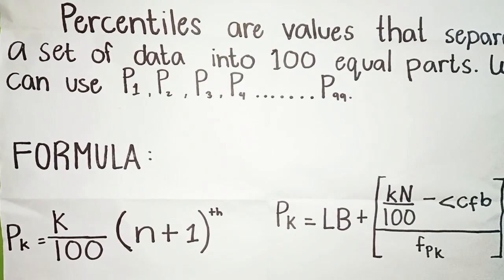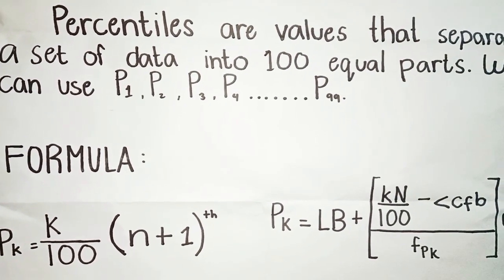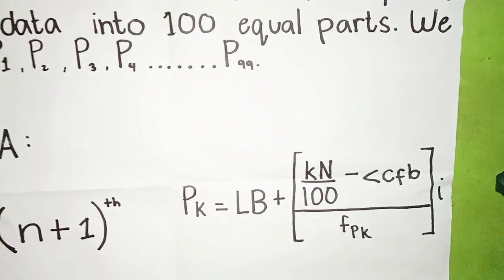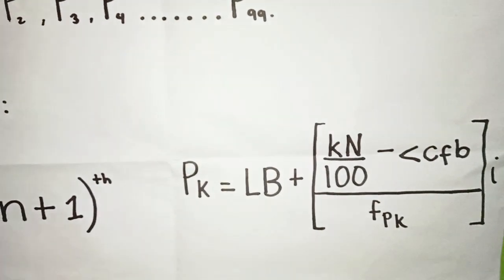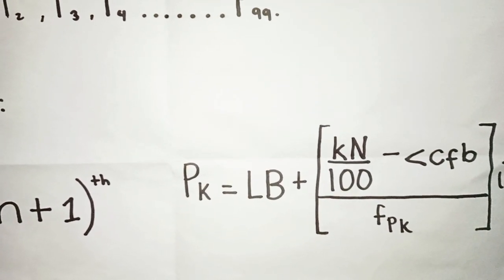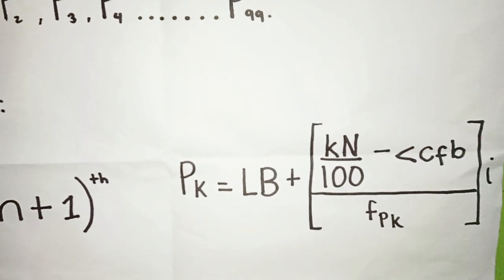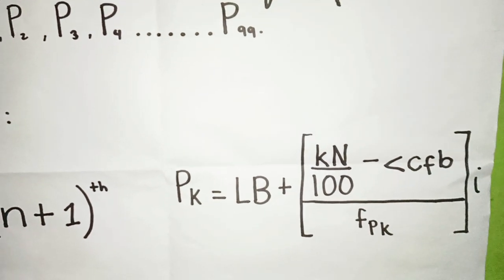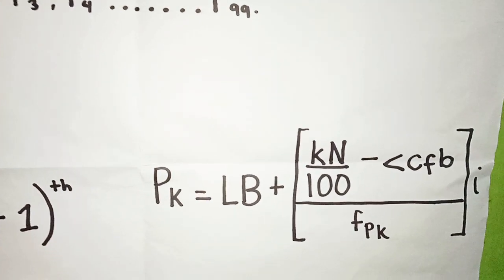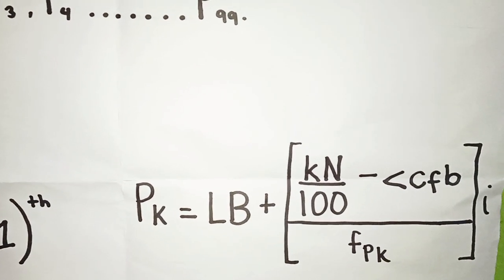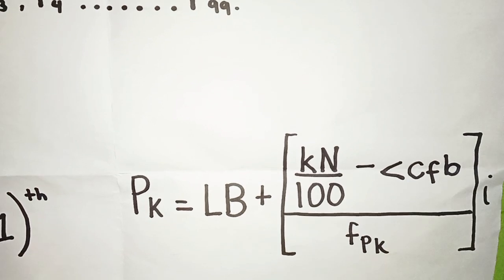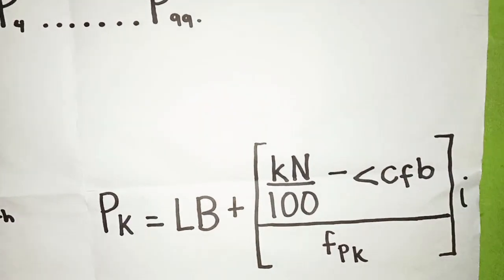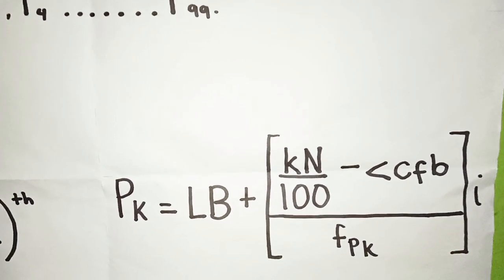So for the ungrouped, P sub k is equal to k all over 100 times the quantity of n plus 1, while for the grouped data, we have P sub k is equal to the lower boundary or LB plus, in braces, kn all over 100 minus the less cumulative frequency below, or the less CFB, all over the frequency sub Pk, times the i, or the interval.